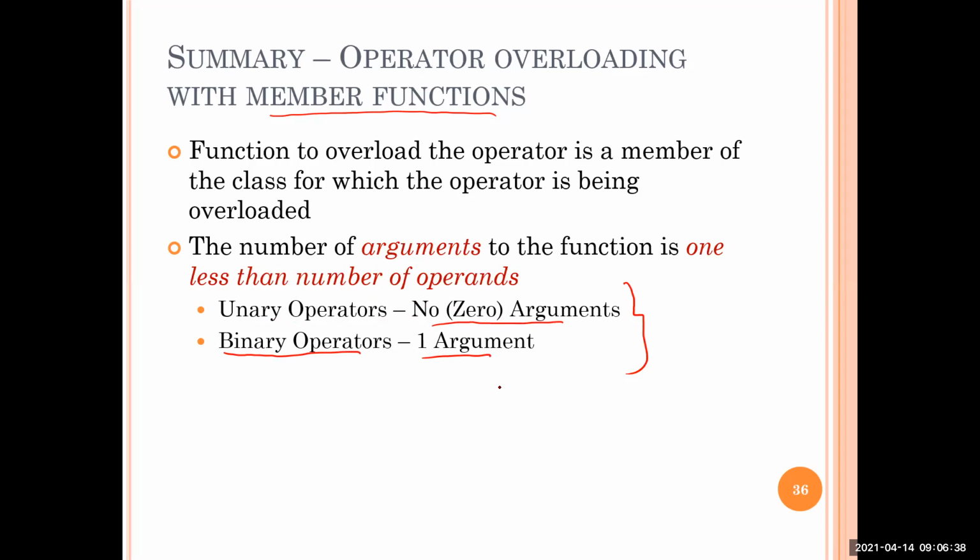The reason was that when you were writing, say, ++p, the data of p is already available in the class. You don't need to pass anything as an argument. That's why there are no arguments. And when we were writing p1 + p2, the data of the first object is already available in the class, and you need to pass only one argument, which is on the right side. So this was applicable to member functions.